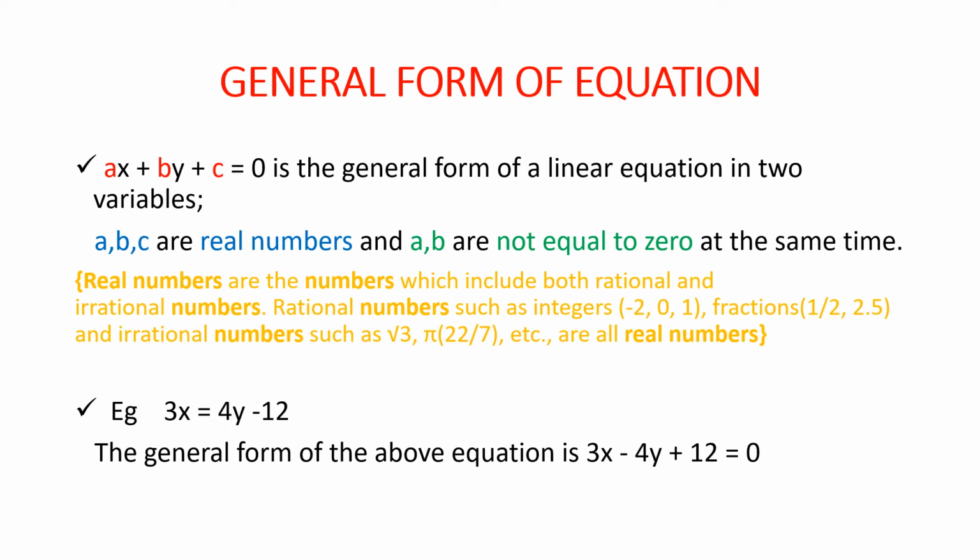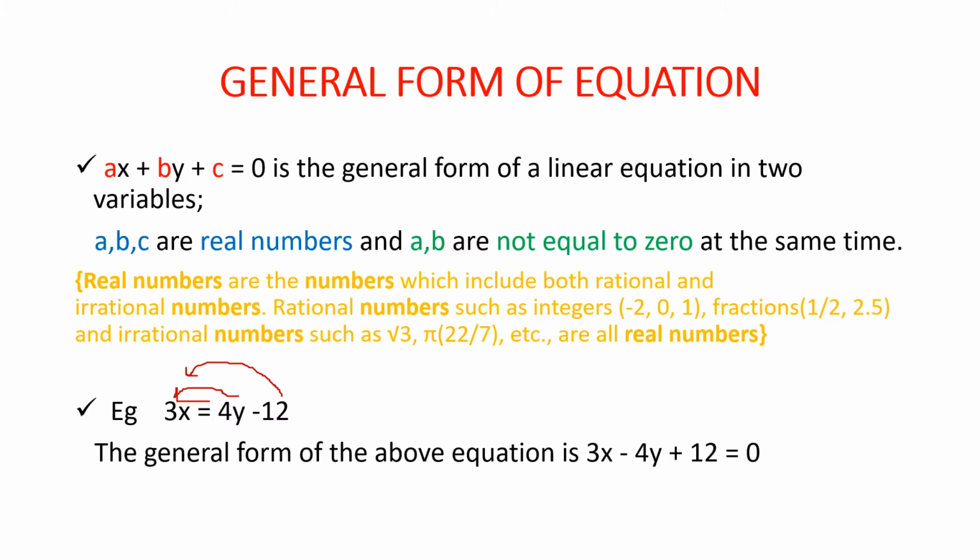For that, what I need to do is look at the right side: this 4y goes here, so it becomes minus 4y. Similarly, the 12 goes to the left side and becomes plus 12. So minus 12 goes there, it becomes plus 12, and plus 4y goes there, it becomes minus 4y. So this is how we write down the equation in a proper form.